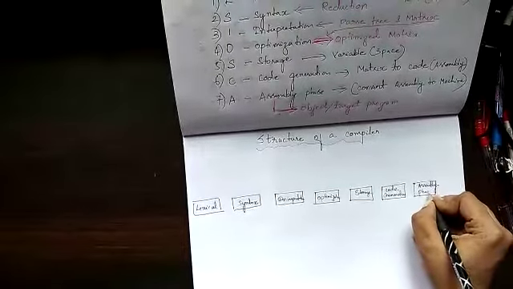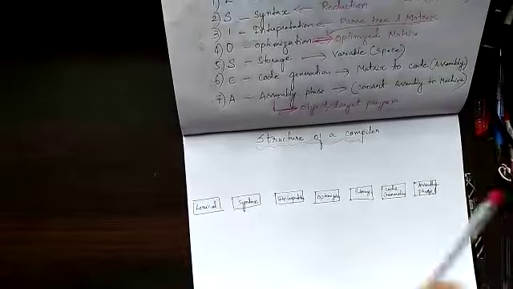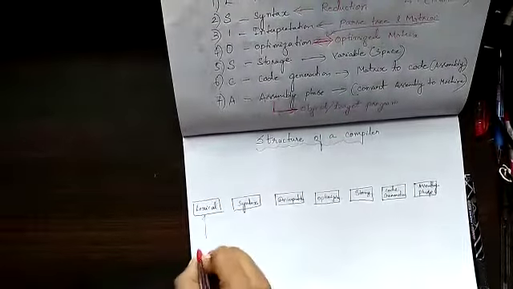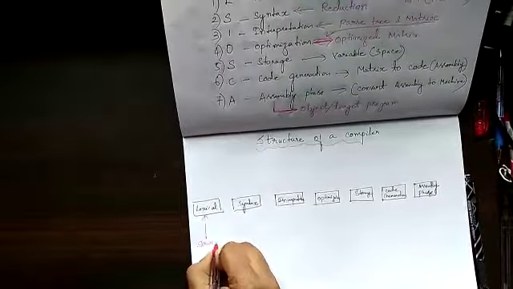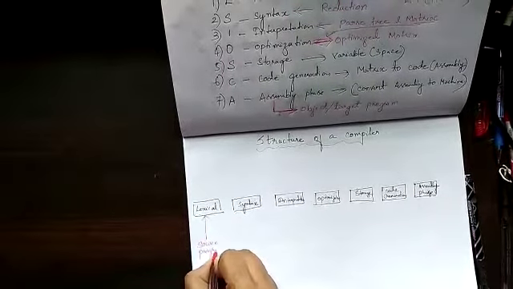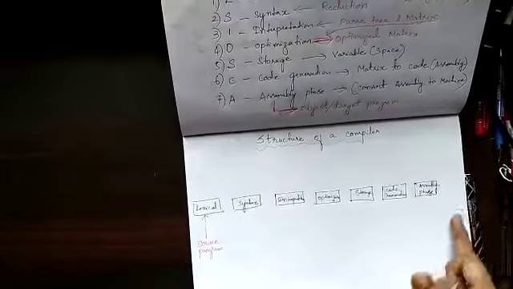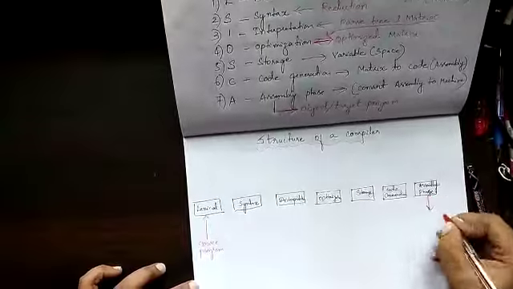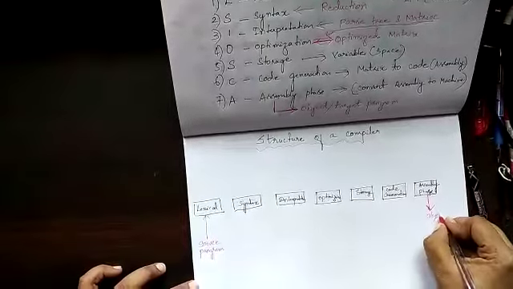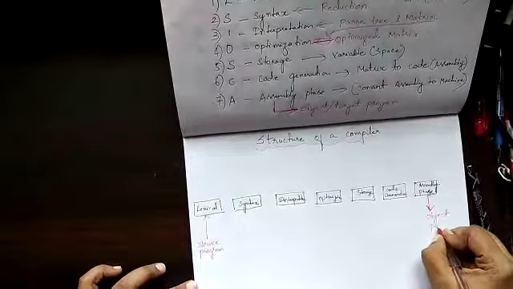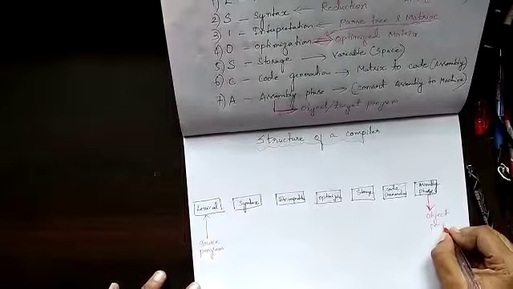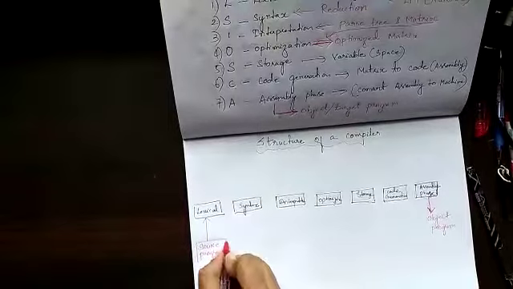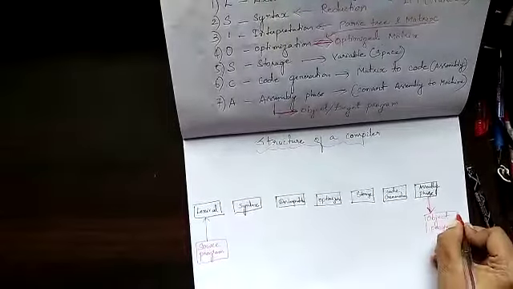Now please remember how to fill this. What is that you are inputting to the lexical analysis phase? You are inputting the source program. What is that we will get at the end from the assembly phase? We will be getting the object program. First fill like this: source program and object program. So this has to be given in a box.